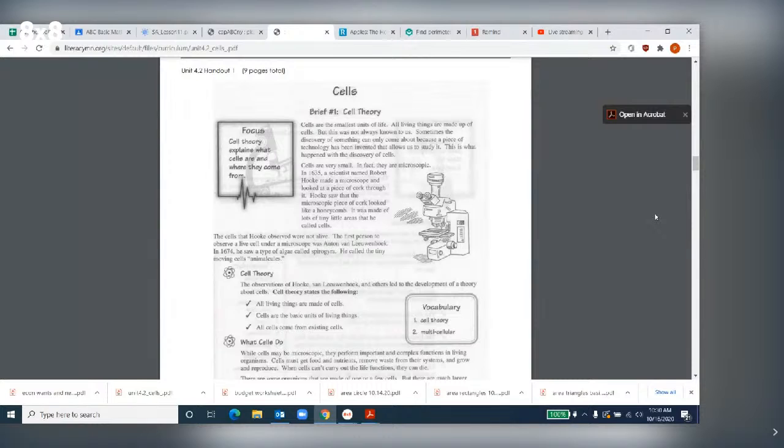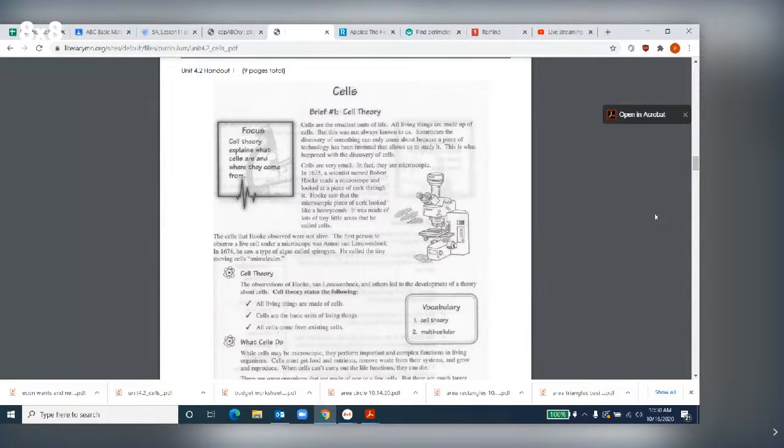So on Wednesday, I had you label a plant cell, and then it talked about some of the functions. So we're going to continue working on cells. This starts, it says, brief one, cell theory.